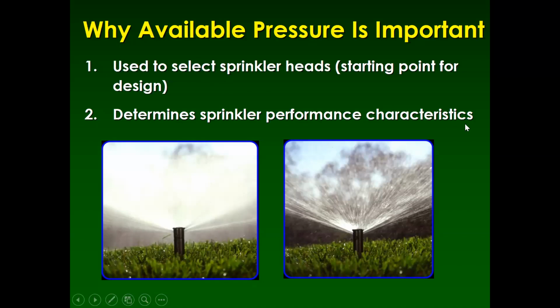So why is available pressure important? Number one, it's going to be used to select our sprinkler head starting point for design. And it's also going to determine sprinkler performance characteristics. So the sprinkler on the left and the sprinkler on the right, what's the difference between those two? Pressure. Which one would you rather have?